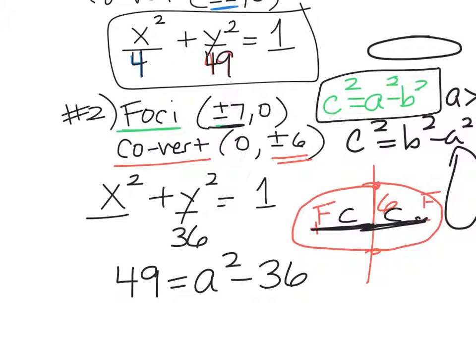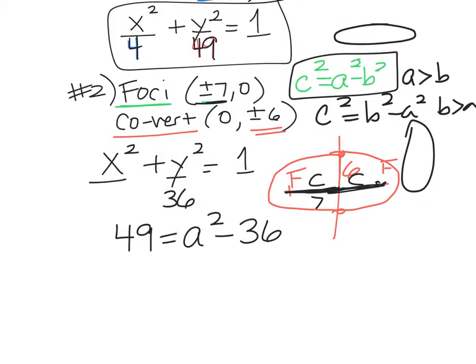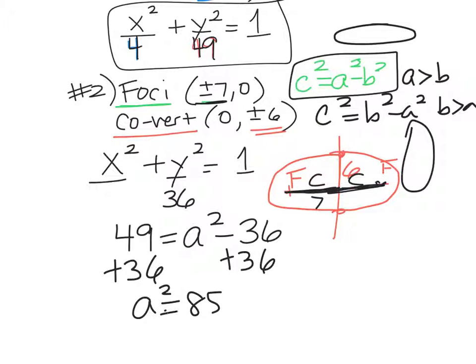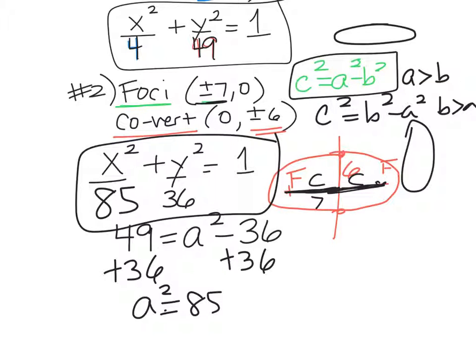Okay, these are already all squares. This is a squared, b squared, c squared would be c, which is 7, and you square it, it's 49. And then you solve for a squared. You add 36 over, and these numbers aren't going to be that pretty or nice, but that's okay. And what do you get? What is it, 85? So a squared is 85. Go up to here and simply put in 85 and you're done. That's it. Okay, not too bad.